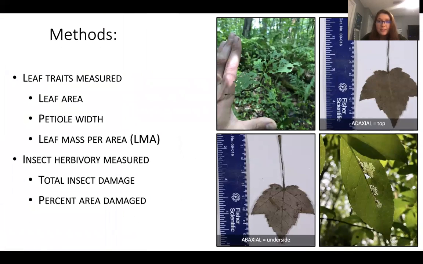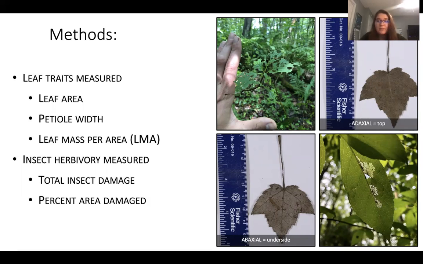My contribution to this project was to photograph and measure various leaf traits on all 4,115 leaves. The leaf traits and insect herbivory measured were insect damage, leaf area damaged, petiole width, and leaf mass per area, also known as LMA. Damage was measured on the adaxial, which is the top of the leaf, and abaxial, or the underside of the leaves. These are shown in the pictures on the right.